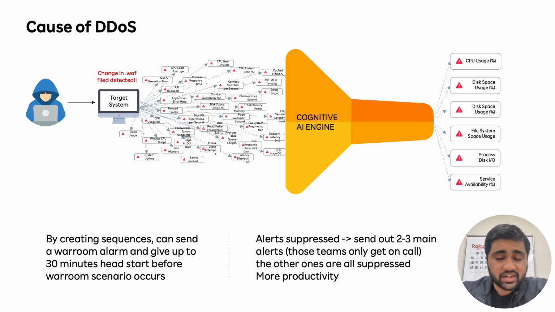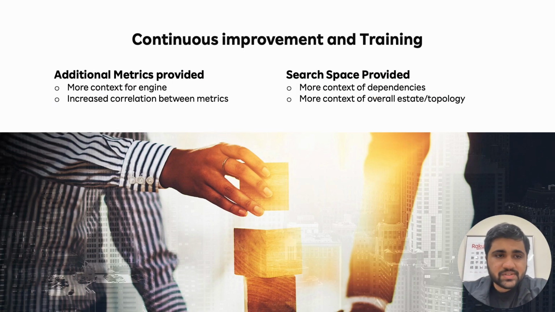So, with Cog AI, by creating sequences, you can send a war room alarm and give about maybe 5 to 10 minutes of a heads up to up to 30 minutes of a heads up, depending on how well the engine is trained on your data. And you can give that heads up way before the war room scenario occurs. So these alerts are suppressed, and you send out maybe two, three, four main alerts, and only those teams can get on call. All of the other alerts are suppressed, they're only secondary. And any teams which are required for those alerts or those services can spend their time not worrying about this issue, as they are not the cause of it. This leads to more productivity, more business efficiency, and can help more in more efficient spending and an increase in revenue as well.